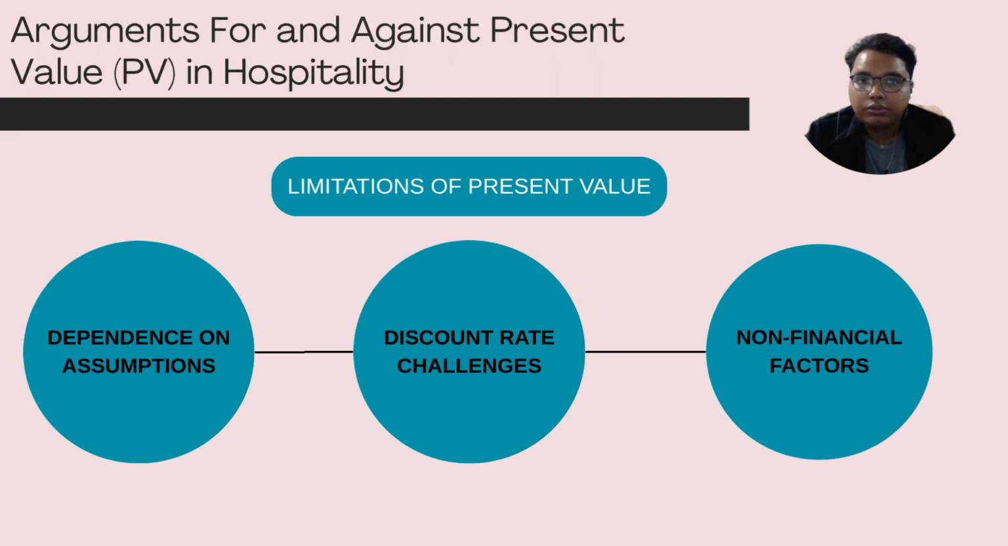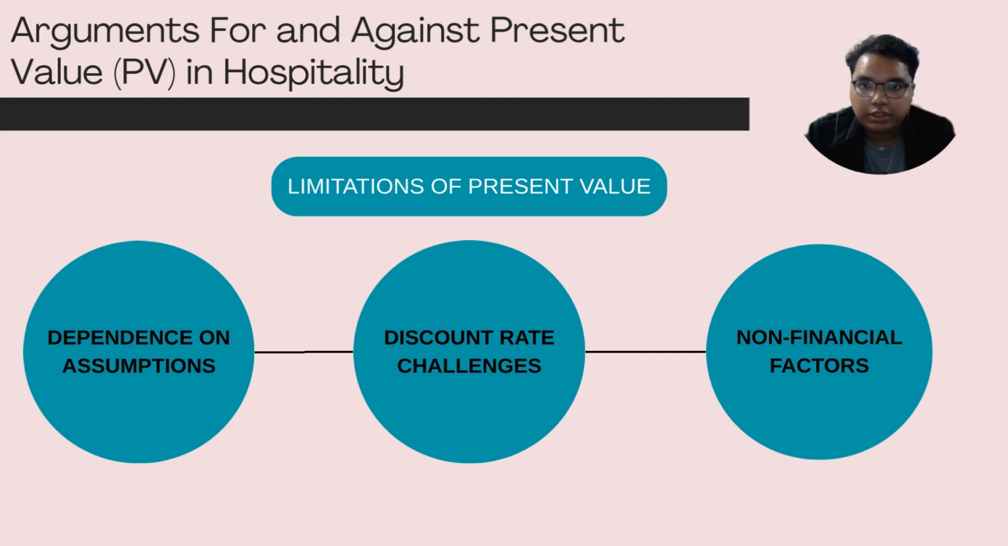See, even though there are advantages, there are always going to be limitations to what a tool can do. These are the limitations of present values. First of all is the dependence on assumptions. For example, if a hotel chain assumes the future demand for luxury suites will continue to grow, but there's a sudden economic downturn, then the PV calculation may become inaccurate, leading to misguided investment decisions.